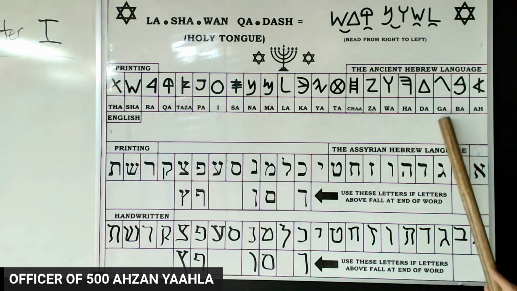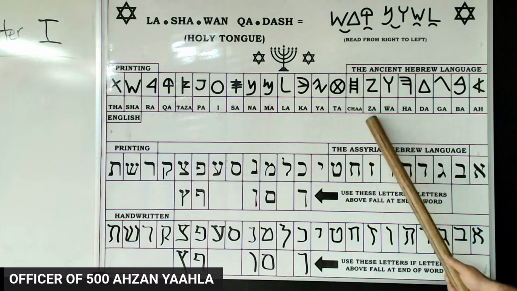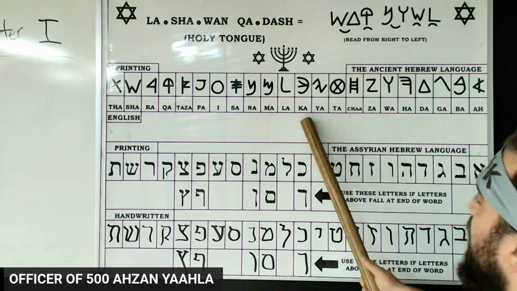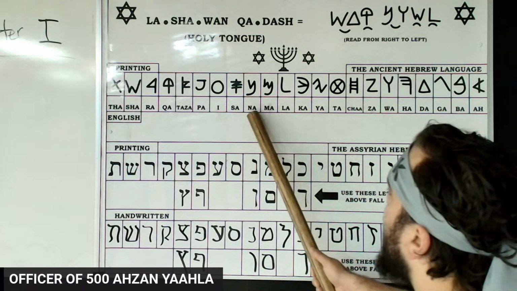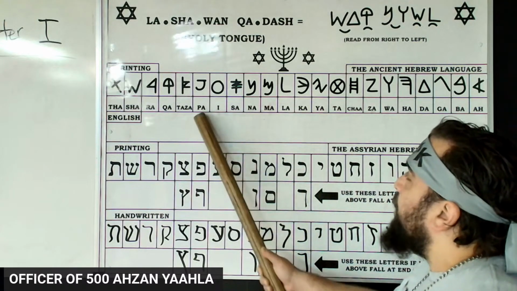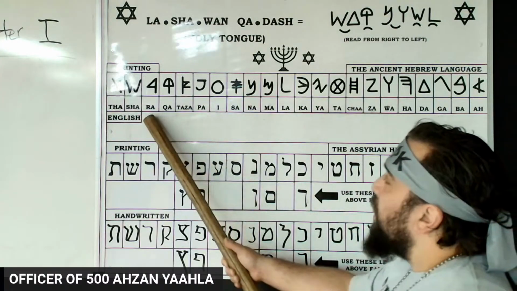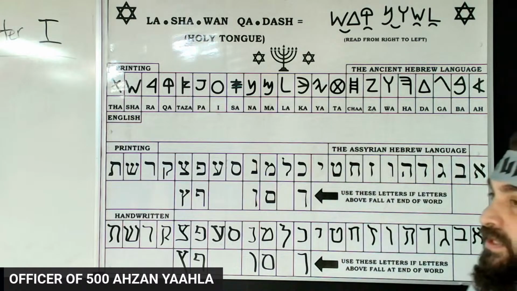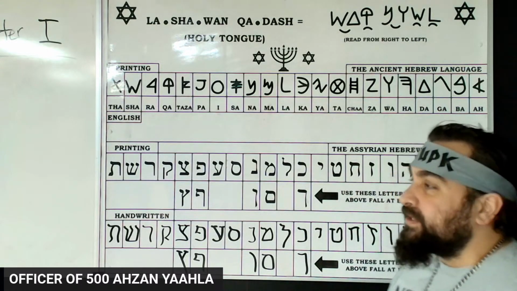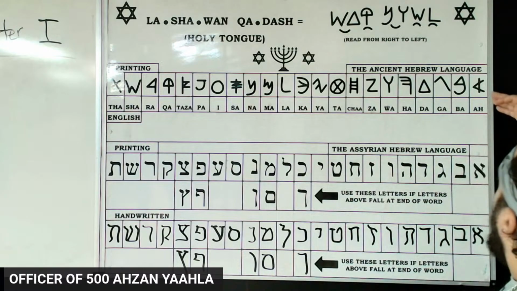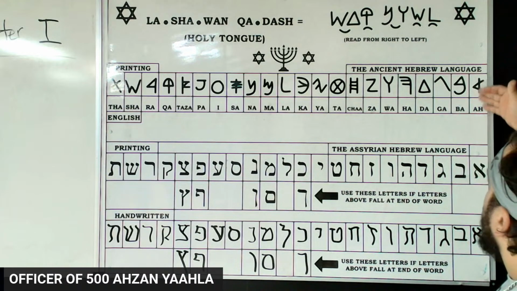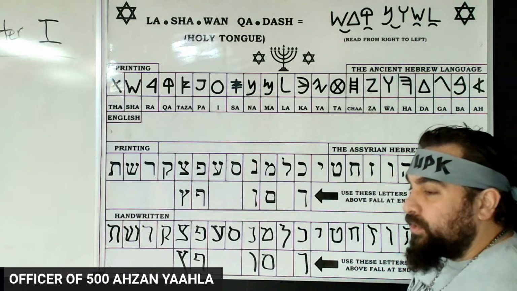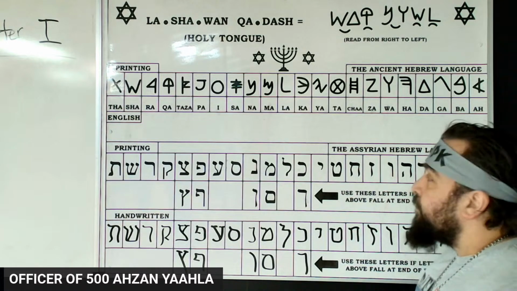All right, I'm gonna start from the beginning. A, Ba, Ga, Da, Ha, Wa, Za, Ka, Ta, Ya, Ka, La, Ma, Na, Sa, I, Pa, Taza, Kwa, Ra, Sha, Tha. Okay? And that's how you would pronounce them if you were just saying them. Now what we got to go into is, from right to left, how to identify A in the ancient, Ba in the ancient, Ga in the ancient. That's your next struggle with learning the ancient and Assyrian Hebrew.